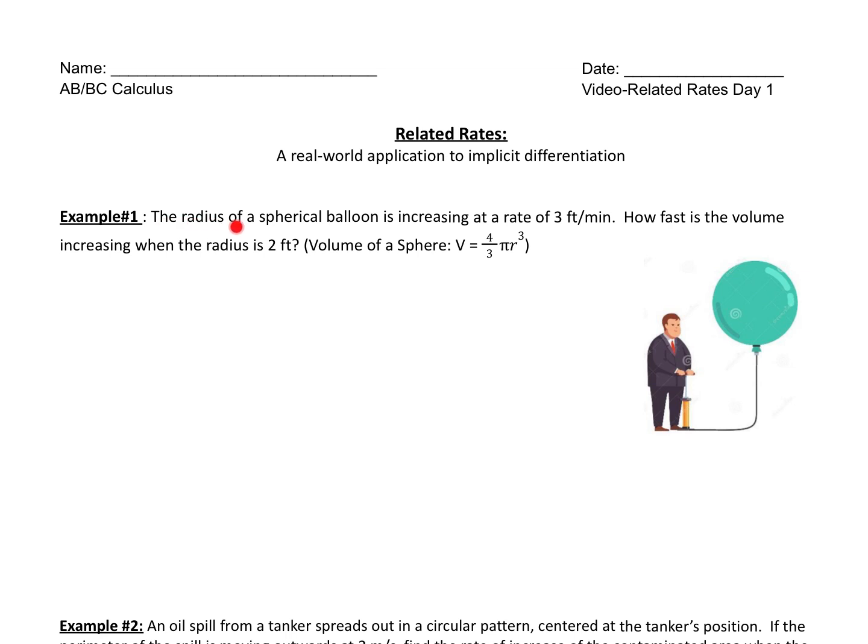It says, the radius of a spherical balloon is increasing at a rate of 3 feet per minute. How fast is the volume increasing when the radius is 2 feet? So the first thing we need to do is decode the words, all right? So when it says the radius is increasing at a rate of 3 feet per minute, every time you see rate, I want you to think derivative.